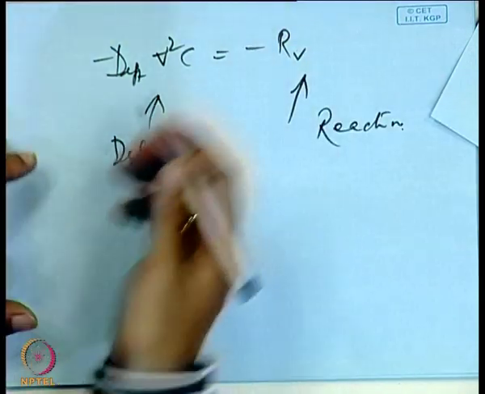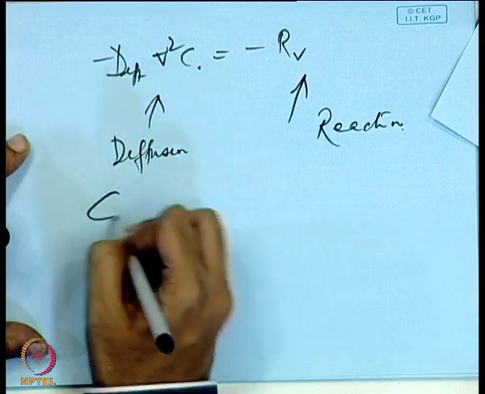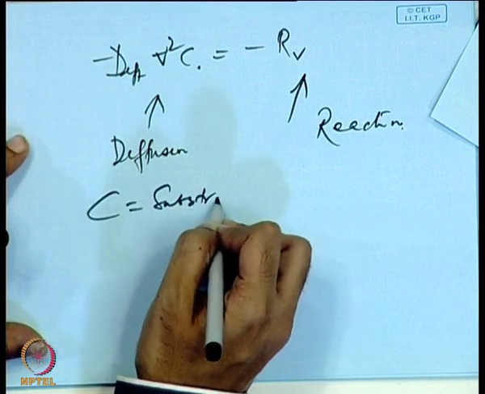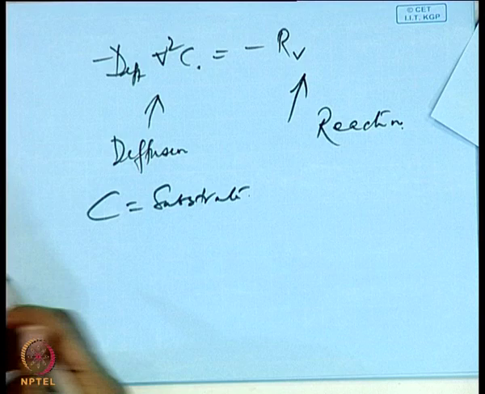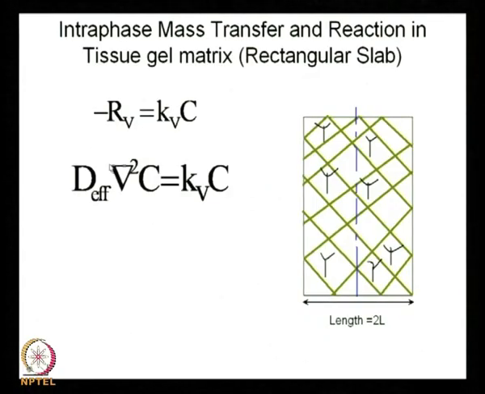Reaction, because C is a substrate concentration. So this is a reaction as a sink term because it is being consumed, fine. So this is my basic equation. The reaction rate is here given as kV times C. So the Laplacian: D effective times Laplacian of C equals kV times C. Okay. Now, what would be my boundary conditions? Let us talk about that.